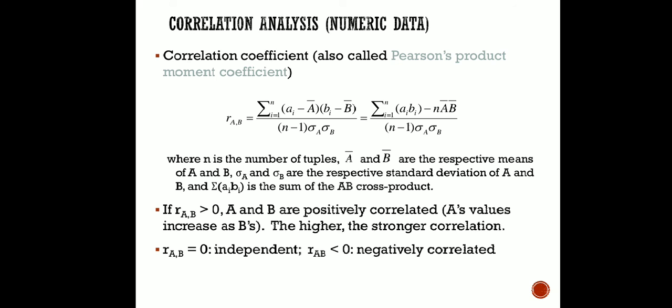This is the formula for correlation coefficient, and every symbol has its meaning. It is written there only. You can see that A bar means the mean of A, B bar means the mean of B values, sigma of A, sigma of B are the standard deviations, and so on.